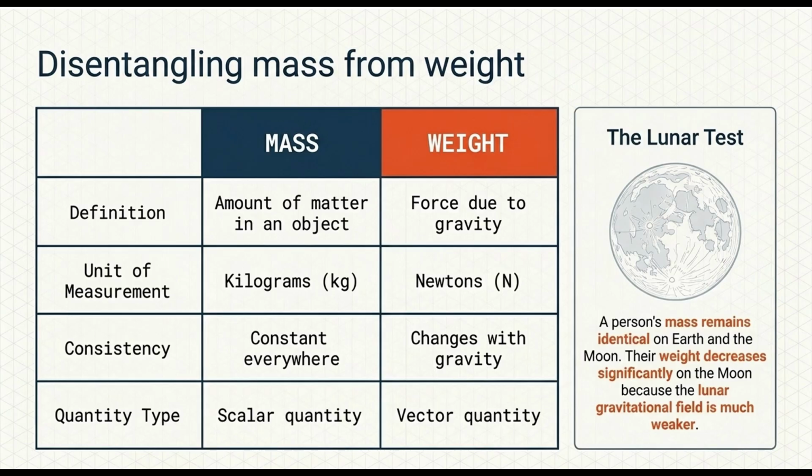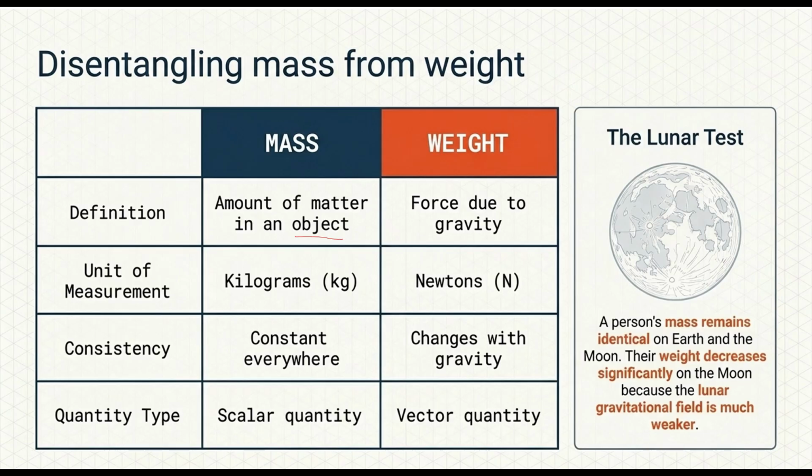So what are mass and weight? We have mentioned two terms, right? One is mass and the other is weight. Mass and weight are often confused, but they are not the same. Even though they sound the same, they are not actually the same. Mass measures the amount of matter in an object. And what is weight? It is the force due to gravity.